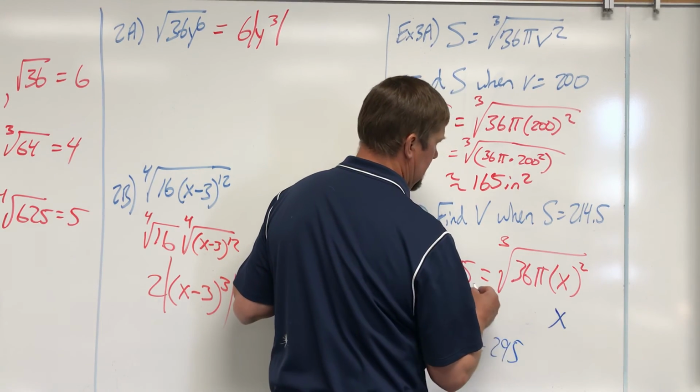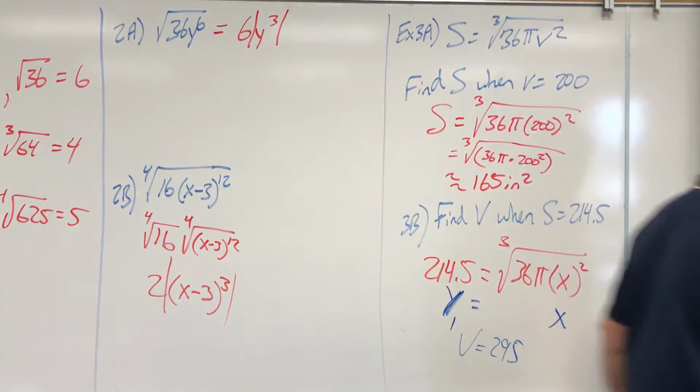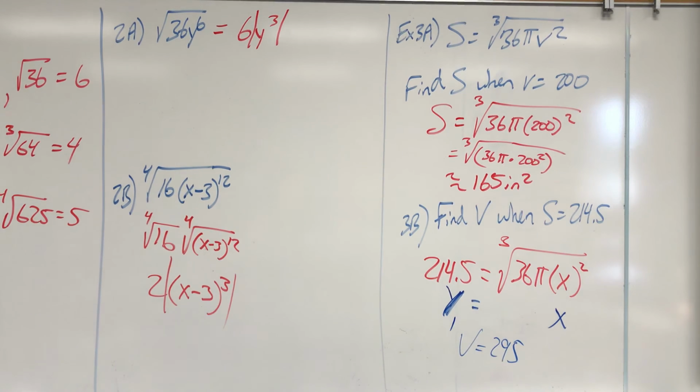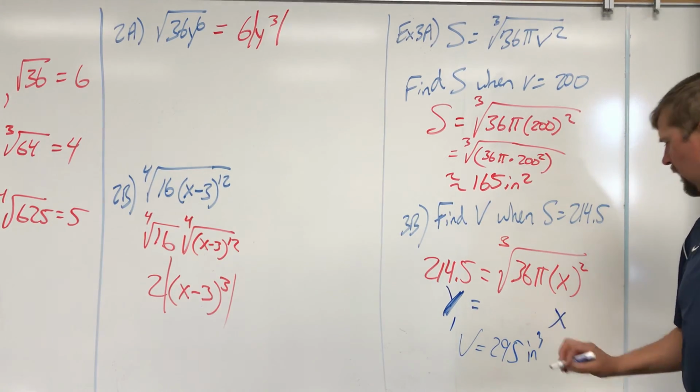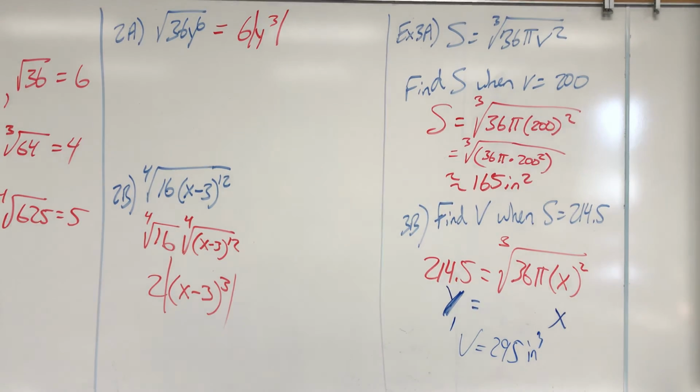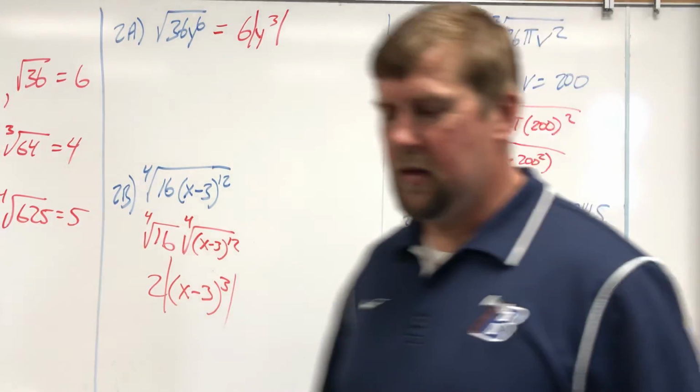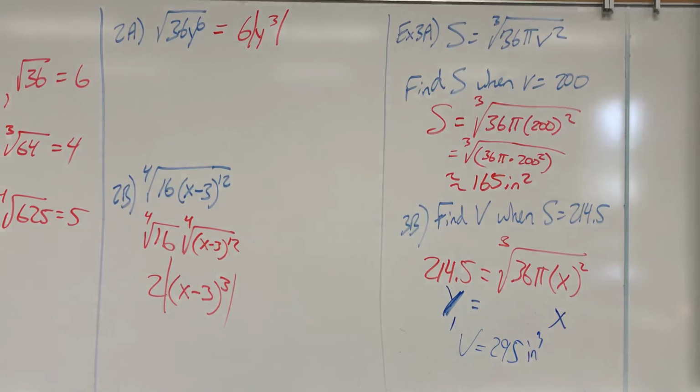295, the units, I'm not sure what they were, but it would be cubic. Inches cubed. Okay. All right, so that's how you would do that. And that's section 6.4.